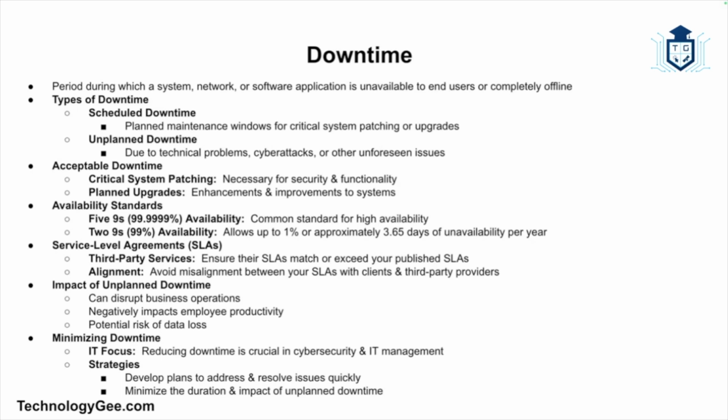Acceptable downtime might be for critical system patching or planned upgrades, and a common standard of availability is 99.999%, which is commonly referred to as the 5 nines of availability. Then we have the 2 nines, and this will be a system that guarantees 99% availability in a 1-year period, allowing up to 1% downtime or 3.65 days of unavailability.